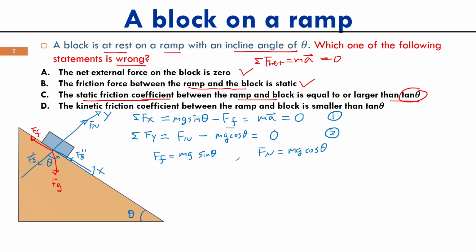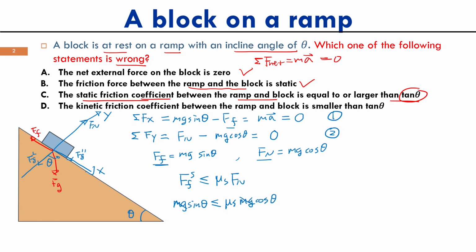Remember, this is static friction. We know the static friction force has a maximum value. So the static friction force is smaller than or equal to mu s, the static friction coefficient, times the normal force. We know the static friction force and we know the normal force, so we can plug all these values into this equation. Let's see what we get. We get mg sine theta smaller than or equal to mu s times mg cosine theta.